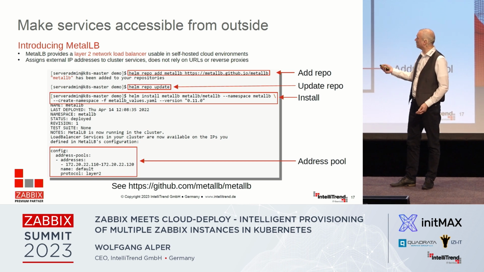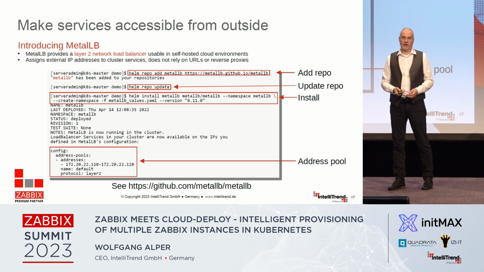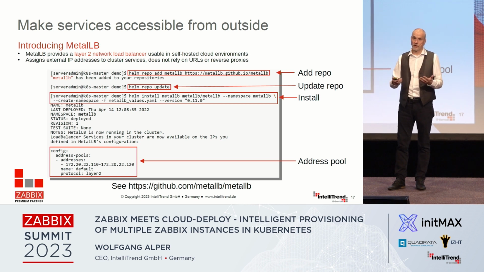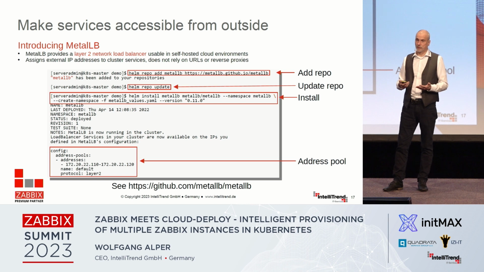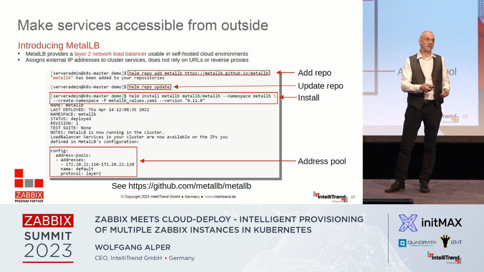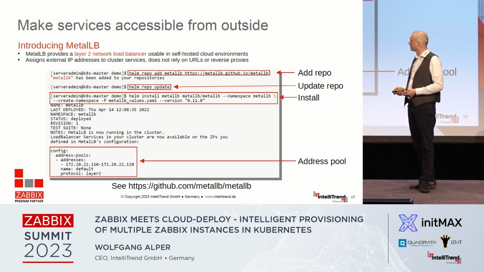is to use MetalLB. MetalLB is a layer 2 network load balancer and does exactly what we're looking for. It allows you to predefine a pool of IP addresses, which can be IPv4 and IPv6 addresses, and then this pool can be used in a similar way as a DHCP pool would be used. This allows us to make our service available to the outside.